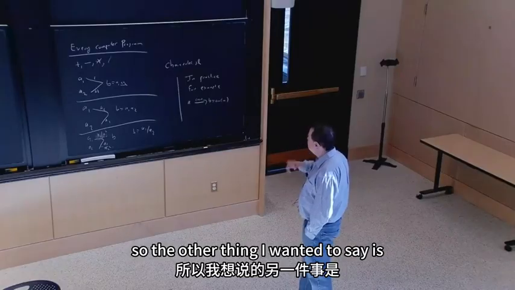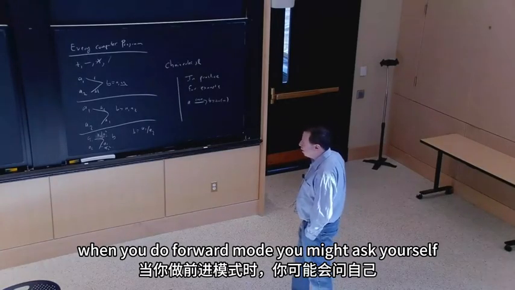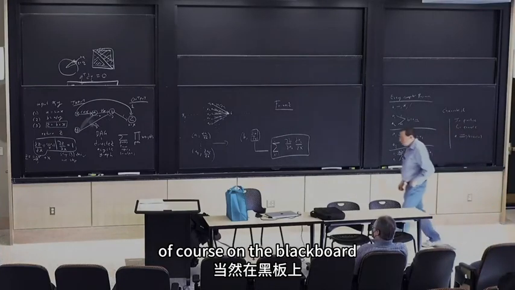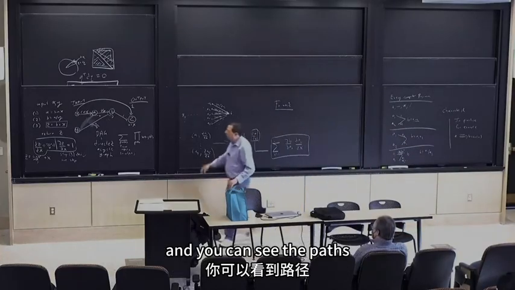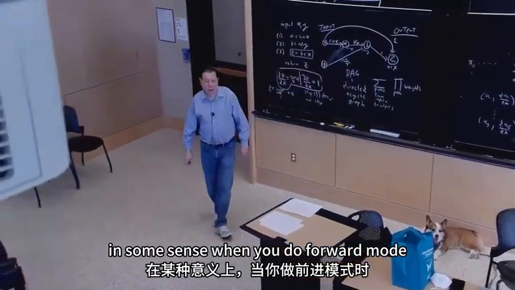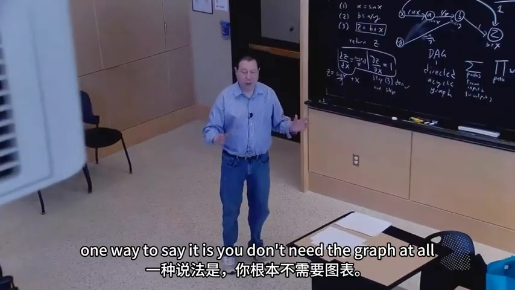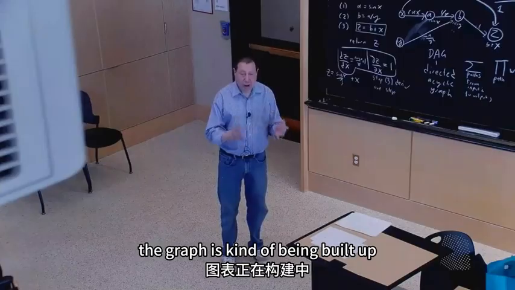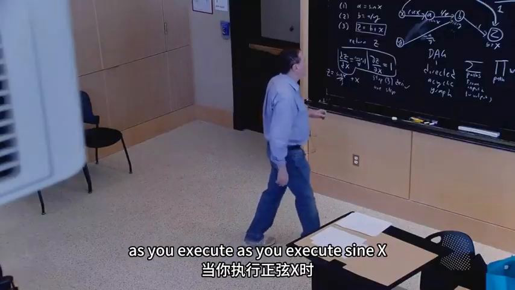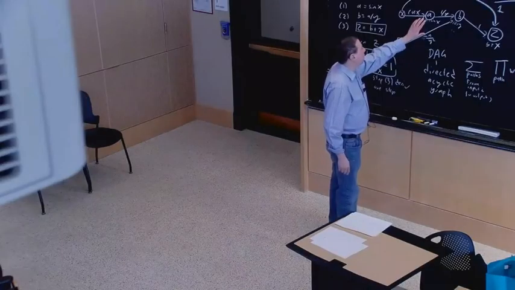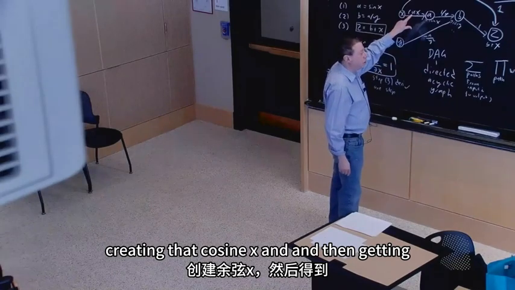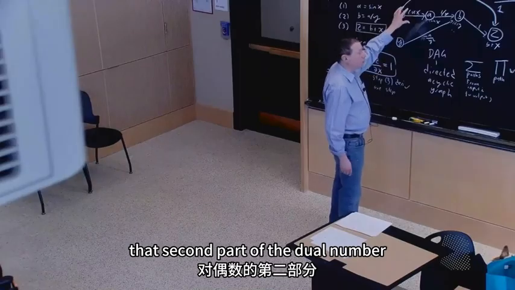So the other thing I wanted to say is, when you do forward mode, you might ask yourself, where is this graph on the computer? Of course, on the blackboard, you can visually look at this graph and see the paths. So where is this graph on the computer? Well, in some sense, when you do forward mode, you don't need the graph at all. Maybe a better way to say it is the graph is being built up as software executes. As you execute sine x, there's nothing stopping you from creating that cosine x and then getting that second part of the dual number as you go.